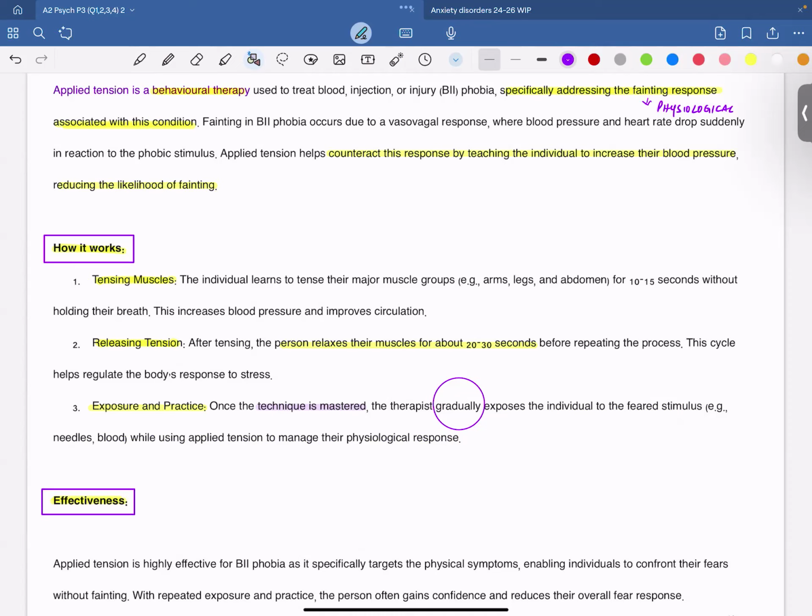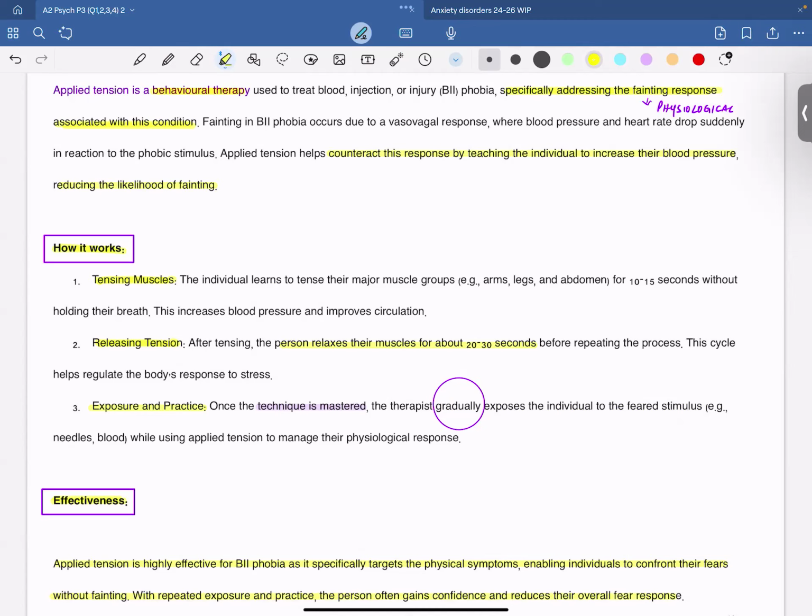Moving on, if we speak about the effectiveness of this particular treatment or management technique, applied tension is seen to be highly effective for blood injection injury phobia, as it specifically targets the physical symptoms, enabling individuals to confront their fears without fainting. With repeated exposure and practice, the person often gains confidence and reduces their overall fear response.